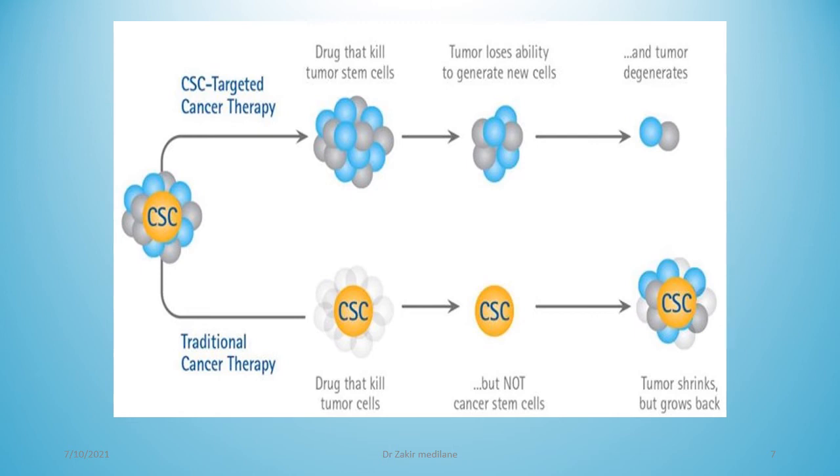If you go for traditional cancer therapy, the drug kills the tumor cells, but not the cancer stem cells. The tumor shrinks but grows back. First it will disappear, but later it accumulates again and comes back to the original position. Traditional therapies are nowadays not used at all because of this drawback.